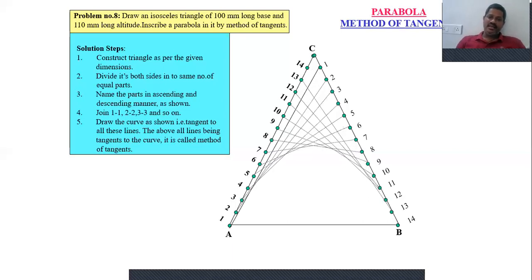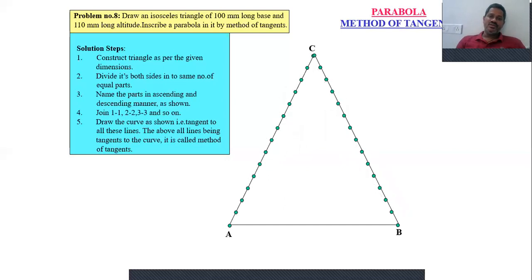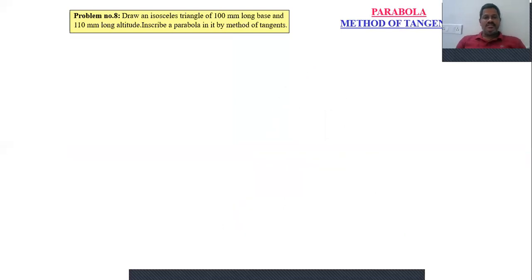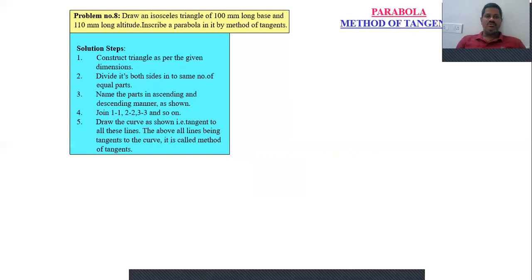I repeat this tangent method once again. We have a problem, and that problem is to construct a parabola in tangent method. So draw an isosceles triangle. This is the given problem: draw an isosceles triangle of 100 mm base and 110 mm altitude, height. Inscribe a parabola in it by the method of tangents. We have to use the method of tangents to draw the parabola in this case.